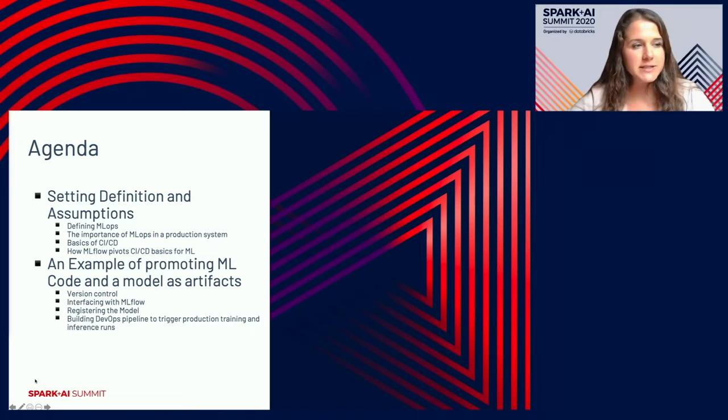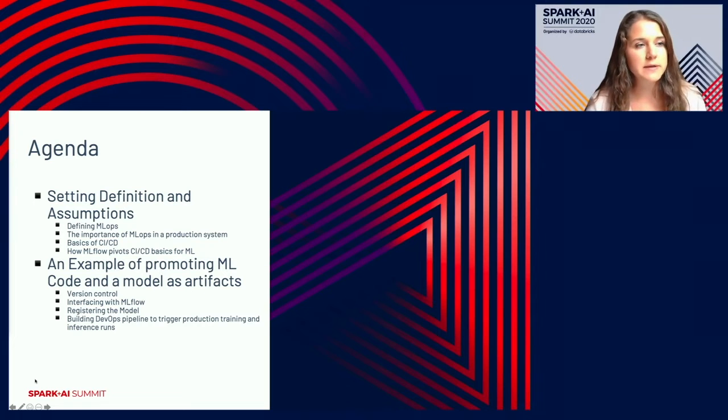So the agenda today: first we'll talk through some definitions and assumptions. We'll define what MLOps is, in a definition that we've seen and I think is pretty accurate for what we've seen in the field. We'll talk through the importance of MLOps in a production system. We'll go through the basics of CI/CD so we can level set with base definitions, and then we'll pivot those CI/CD basics specifically for machine learning and talk about how they transition into an end-to-end machine learning project.